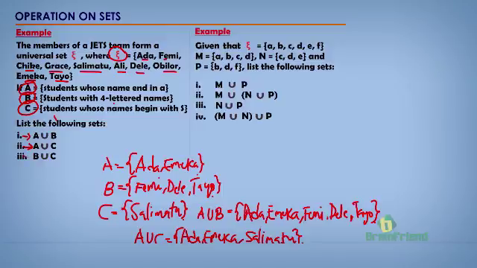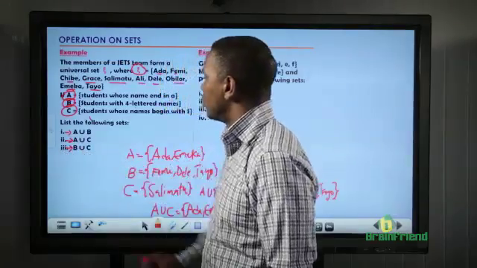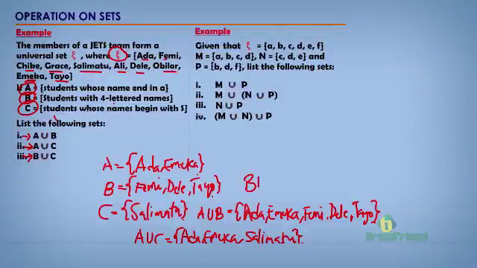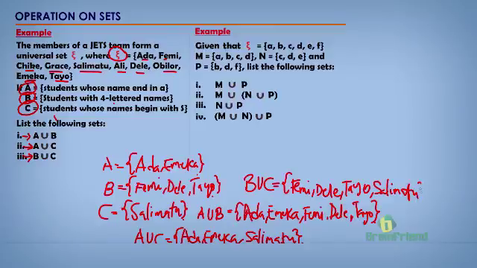Also, we've been asked to list the elements of the union of B and C. B union C would give us the set that has elements Femi, Dele, Tayo, all from the set B, and Salimatu from set C. And there you have it.